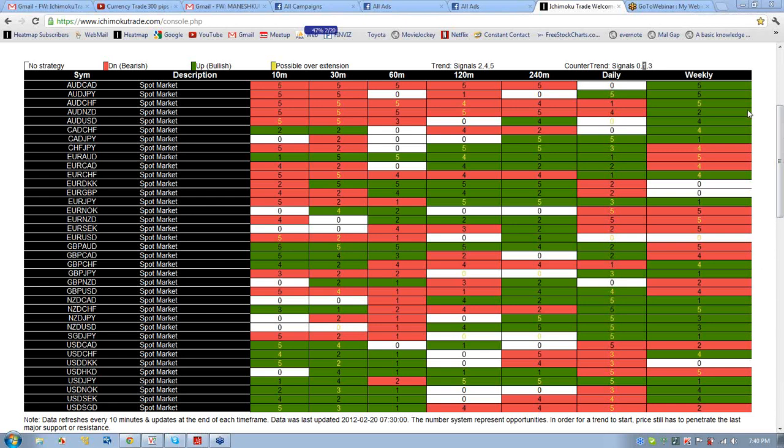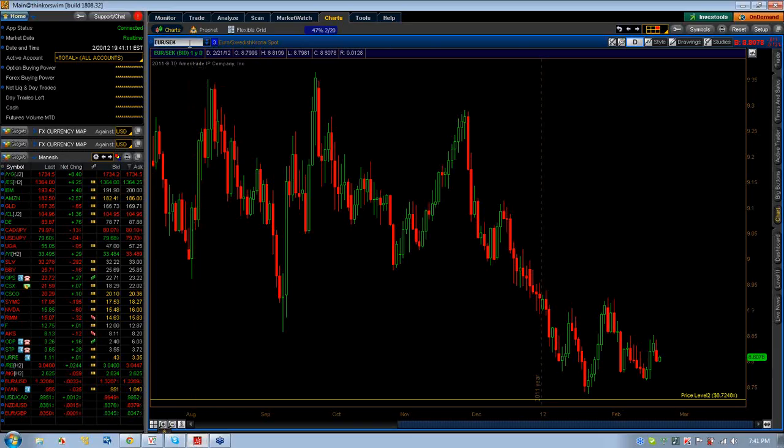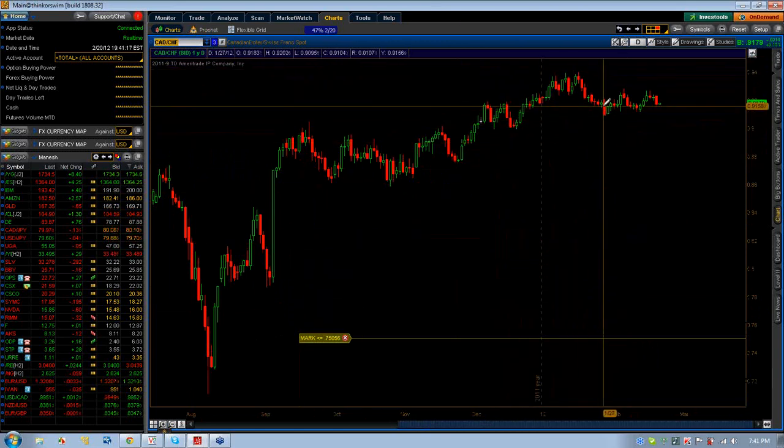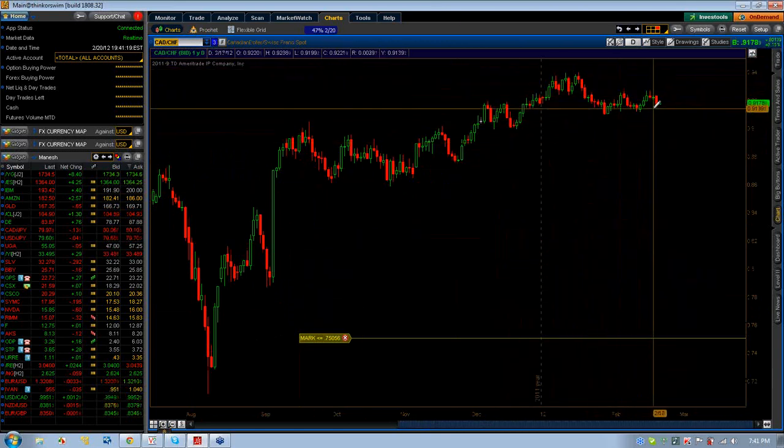So let's go look at some of these. There's one here. Notice this is a daily at a 0, and you've got a trend opportunity on the CAD Swissy. So let's go look at CAD Swissy. Notice this has been going up, up, up, up, up. Now it's starting to go down, which is a pullback, which is basically counter trend. Everyone okay with that?